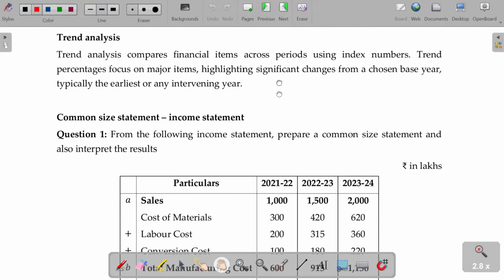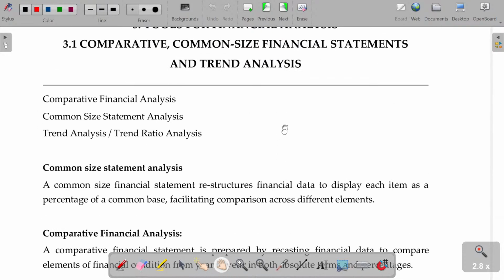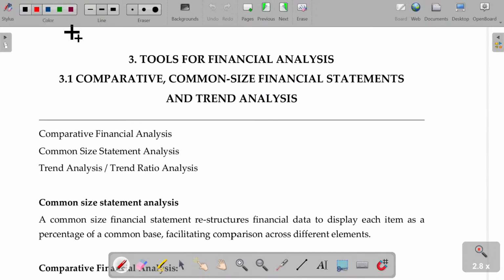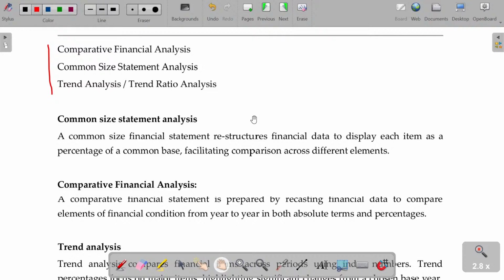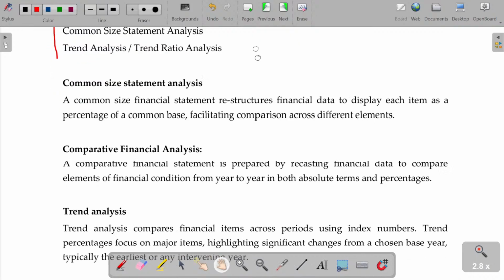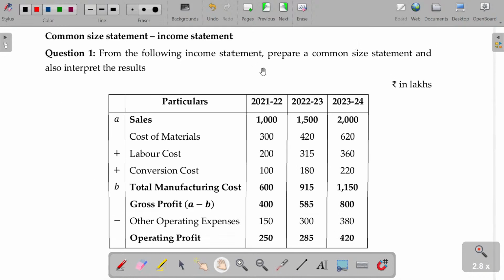Tools for financial analysis. In this chapter number 3.1 deals with three aspects: comparative financial statements, common size financial statements, and trend analysis. Let me finish up the illustrations first, then you will understand the theory automatically. There will not be any complications. It's one of the easiest chapters. We'll try to finish off faster.